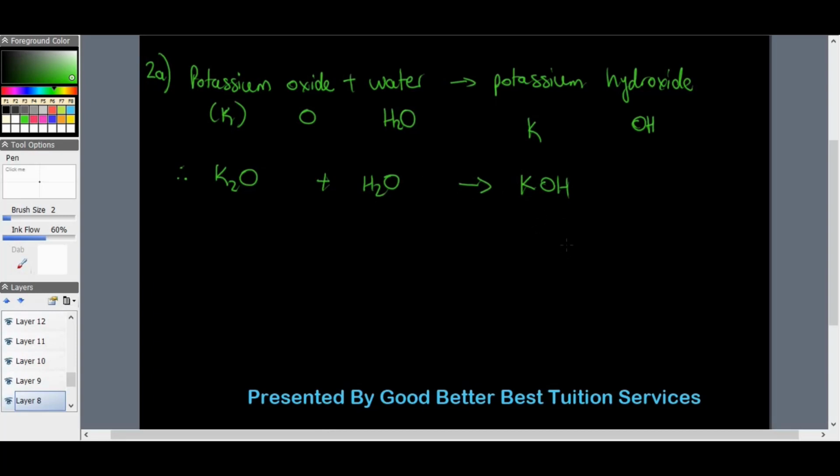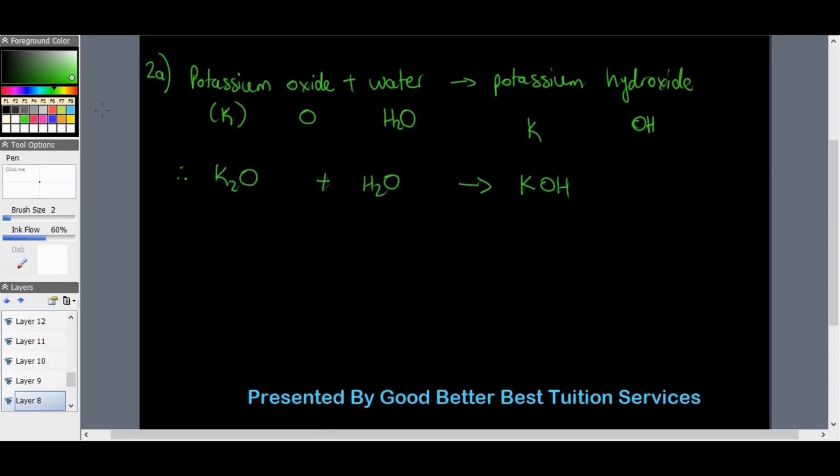Okay, that is the chemical equation. Now of course we need to balance it as well. So if I have a look, I have 2 potassiums on the left, 1 on the right. I have 2 oxygens on the left, sorry, 1 on the left, and I've got 2 hydrogens on the left and 1 on the right. So it looks like I have 1 of everything here, which is very simple.